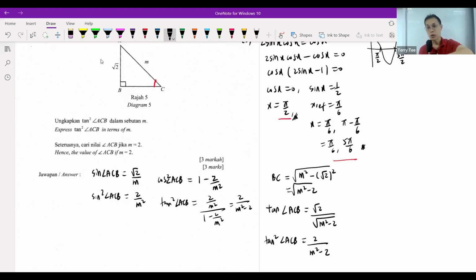Same answer, but this one we don't need to use a triangle. We are using the basic sine identity. Cos square is 1 minus sine square, straight away. Then tangent is sine over cos. Okay, so I've got this answer already.